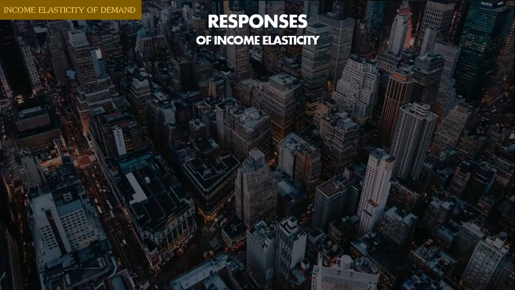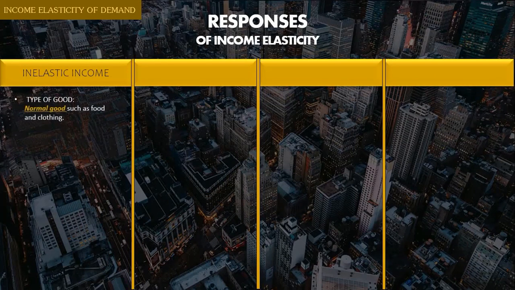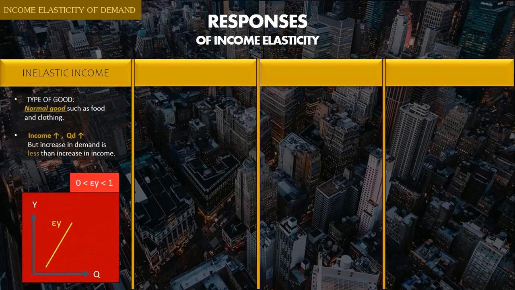For income elasticity of demand, there are four responses. First, inelastic income. The type of good is normal good, such as food and clothing. An increase in income leads to an increase in the quantity demanded, but the increase in demand is less than the increase in income. You will get a value between 0 and 1 for the elasticity of demand.